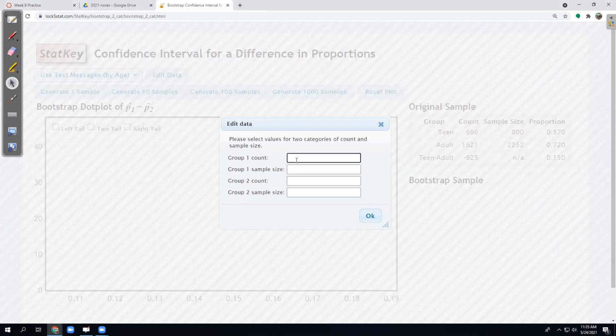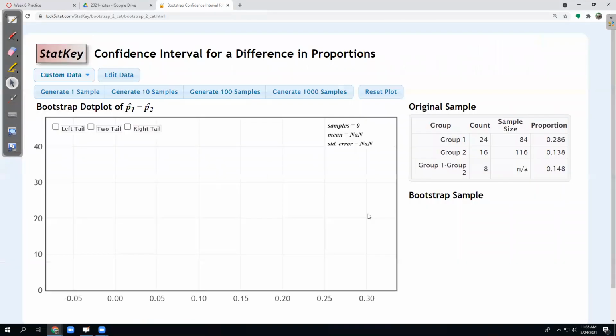All right, first one, group one, I was saying, was the group in the ICU with the infections, and 24 out of 84 of them died. In the group in the ICU without an infection, 16 died out of 116. And then StatKey calculates what P1 hat is, 0.286, and group 2 is 0.134. So it looks like the proportion of people who died with an infection is roughly twice the proportion of people who died that didn't have an infection.